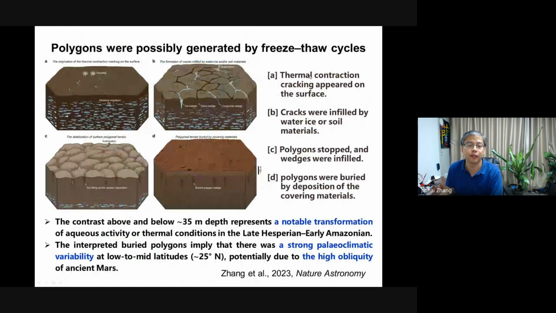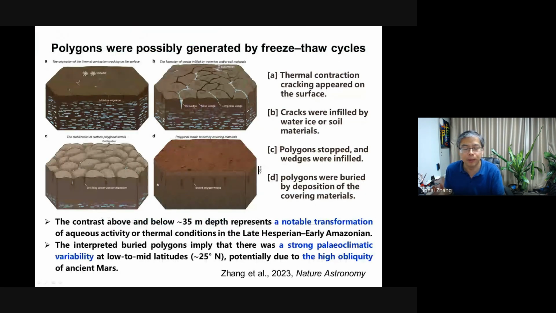So finally, we interpret it as having four stages. First, for A, it experienced thermal contraction cracking on the surface in ancient days. After that, the cracks were infilled by water, ice, or soil materials. Then the polygon stopped, and the wedges were infilled by soil, sands, or rocky materials. Finally, the surface was buried by deposits.